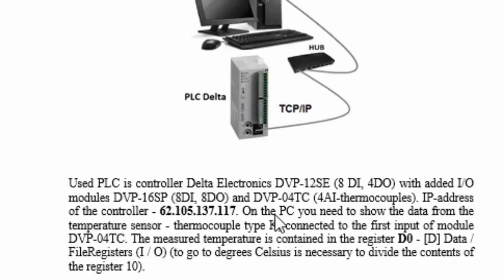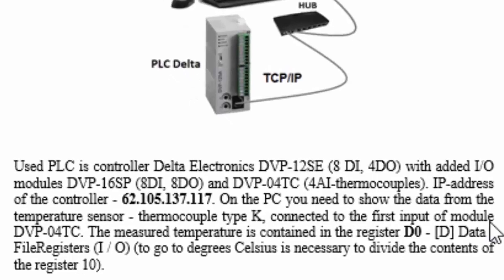And on the PC, we need to show the data from the temperature sensor, a type K thermocouple connected to the first input of the module. The measured temperature is contained in register D0. And in order to get degrees Celsius, it's necessary to divide the contents of the register by 10.